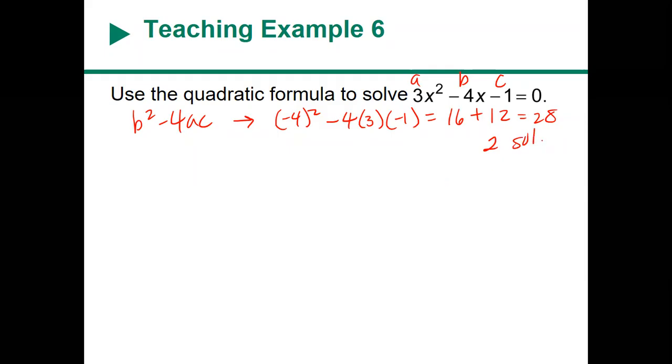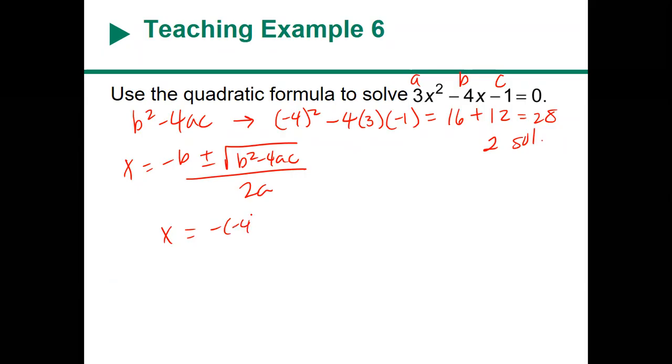Does that make sense? Okay, so plugging that into x equals negative b plus or minus the square root of b squared minus 4ac divided by 2a. I've already done the discriminant part, and I'm plugging in my negative b, so negative 4 plus or minus the square root of 28 over 2 times 3. That's going to give me 4 plus or minus the square root of 28, which can be simplified to what? Two square root of 7.